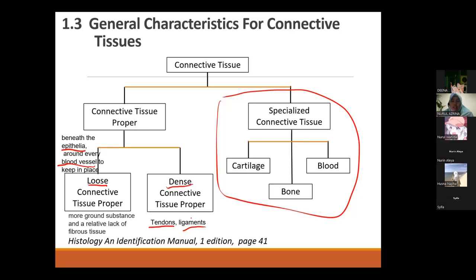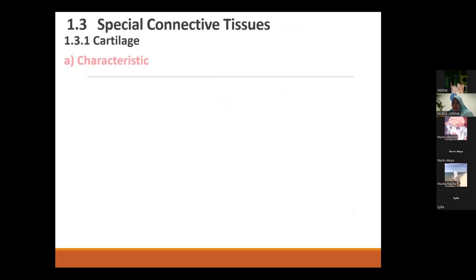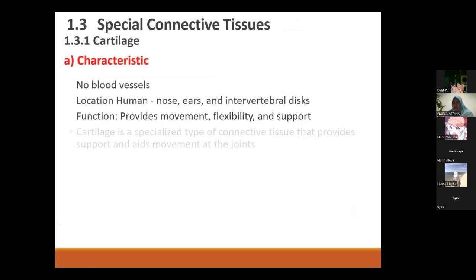So specialized connective tissue is divided into three: cartilage, bone, and also blood. We are going to see the differences in terms of the cell, the fiber, or maybe the components of the ground substances. Okay, so we start with cartilage first.